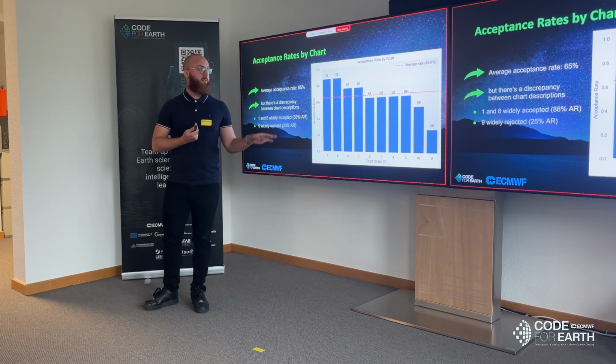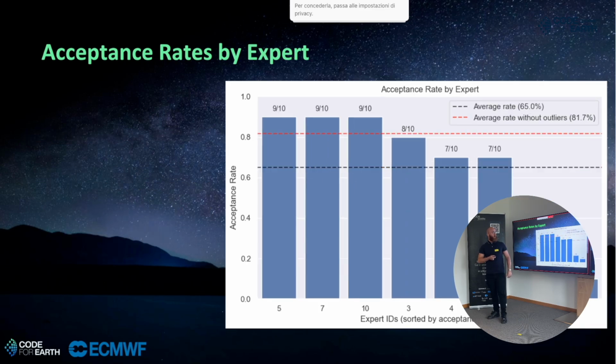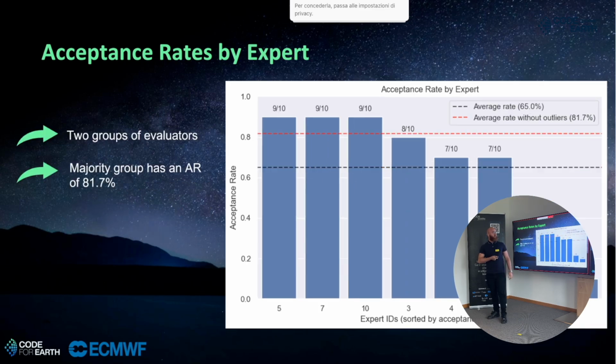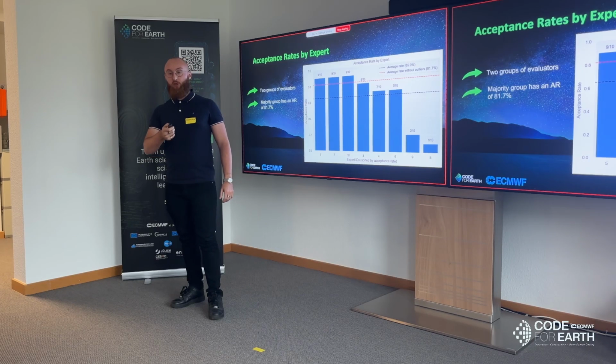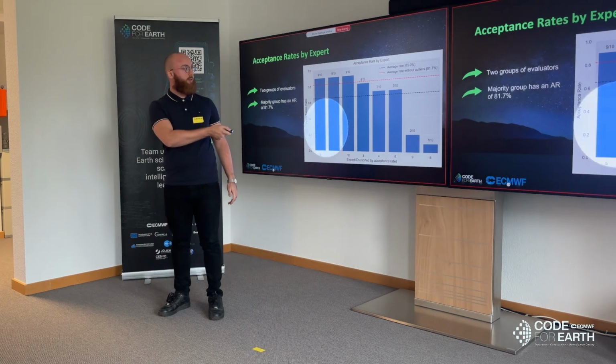But there is discrepancy. Definitely 1 and 8 were very, very good descriptions, and 9 was absolutely bad. So we may wonder what drove the quality so high for certain charts and what was driving it so bad for other charts. A second point that is interesting is that the experts didn't agree on all the charts in the same way. We had two groups of evaluators.